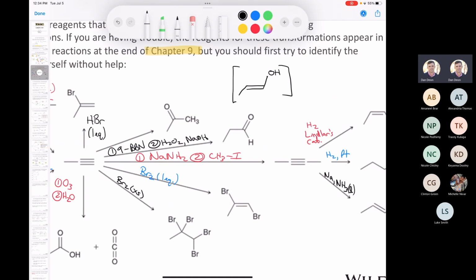And the last reaction is making a methyl ketone. That would come from this enol, which undergoes tautomerization to give you a methyl ketone. So for that, we would use sulfuric acid and water and mercuric sulfate, HgSO4. And there you have it, my friends.